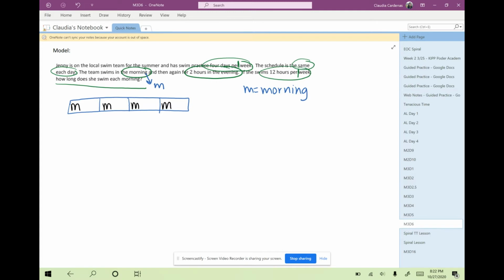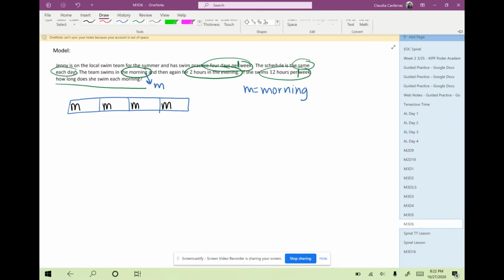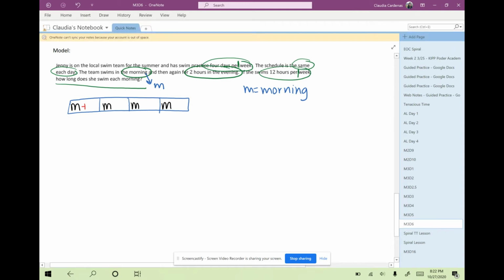Well, we know that altogether that would be the total for the day, so I know that the morning hours plus the 2 hours in the evening make up the total hours in the day, so we can write this as M plus 2. So every day they swim in the morning, and then they do 2 hours in the evening.